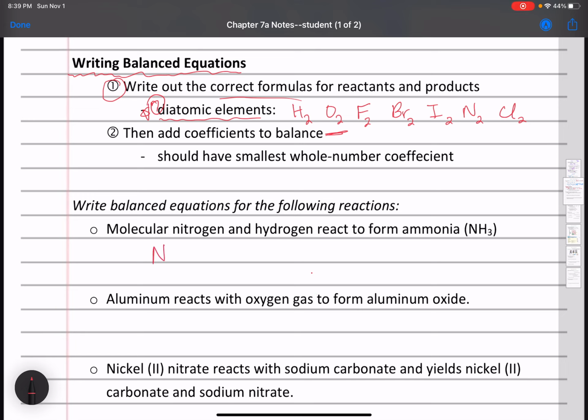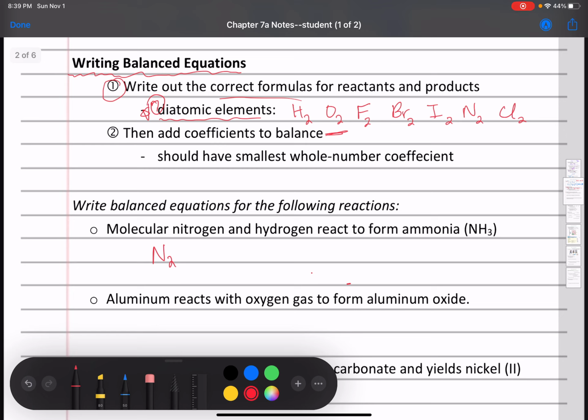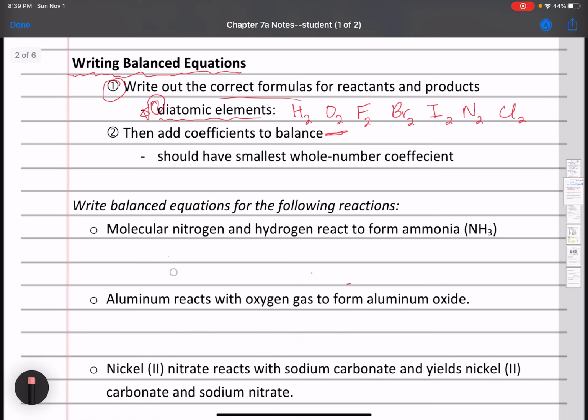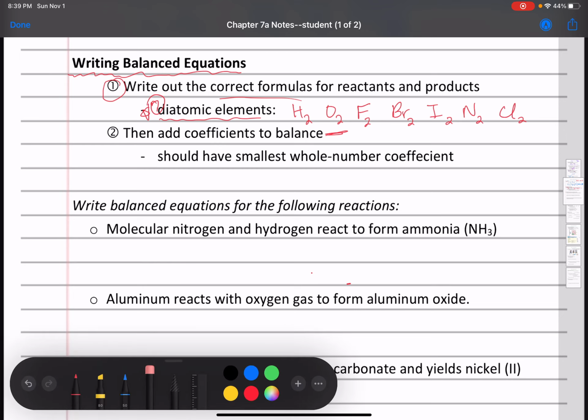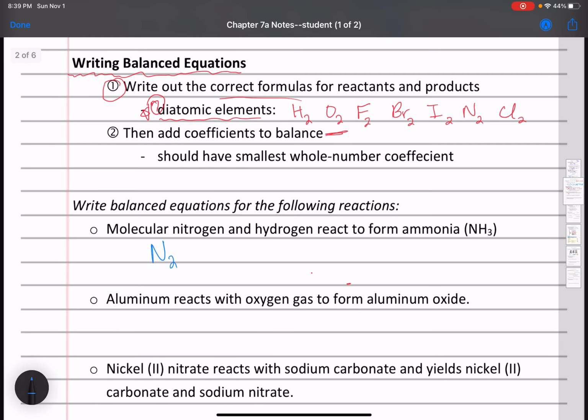So first thing we need to do is write out, actually I just want to do this in a different color. I like keeping red as my coefficient color. All right, so we've got molecular nitrogen, N2, it's one of the diatomic elements. Hydrogen, also one of the diatomic elements.